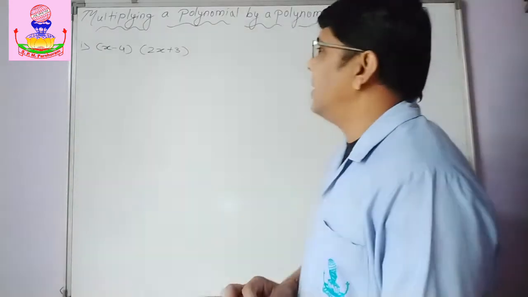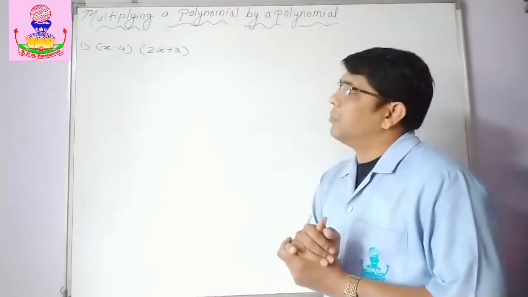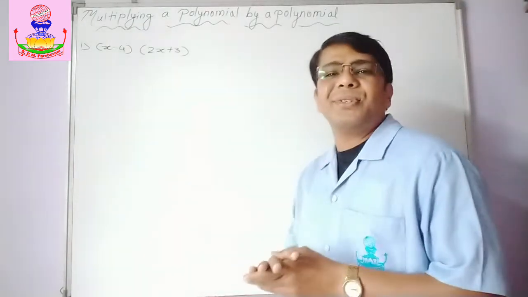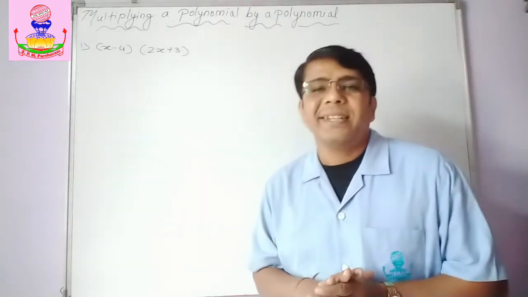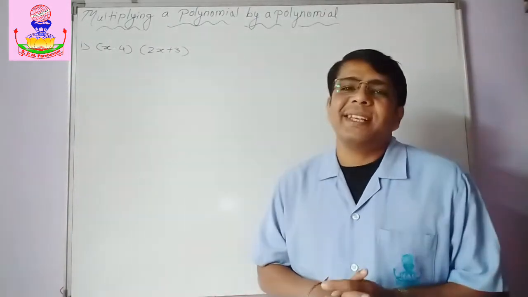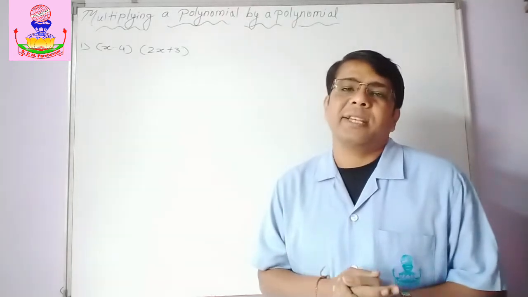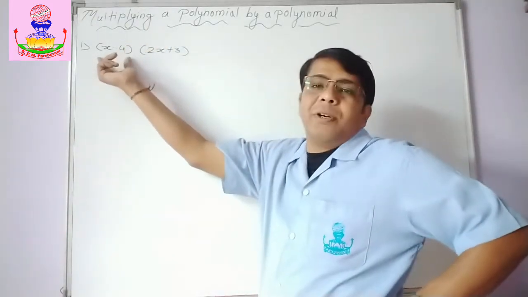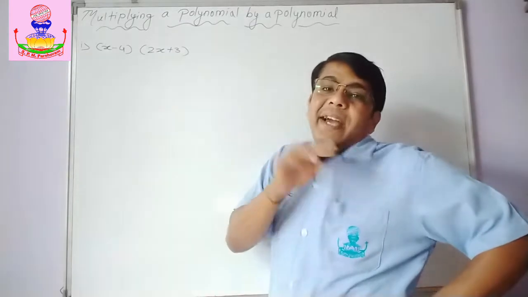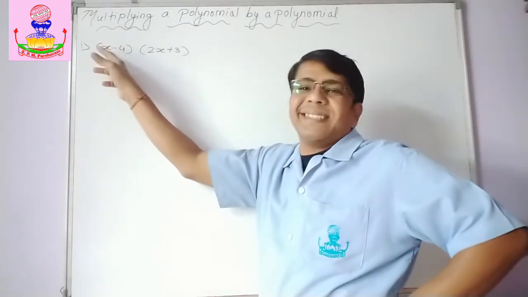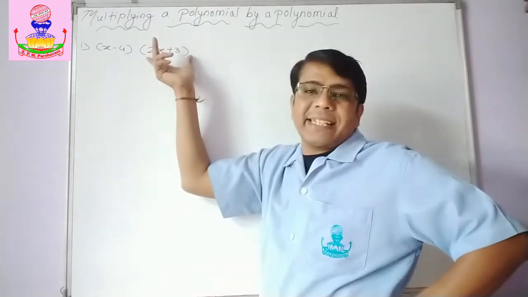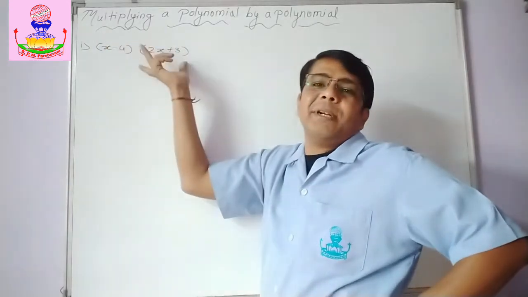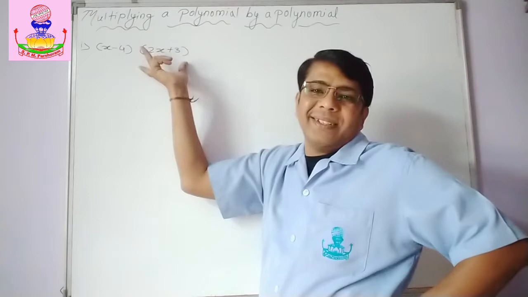So one example I have written here, (x minus 4) into (2x plus 3). Now here again we are going to use distributive law. Okay, that is a into (b plus c) is equal to a into b plus a into c. Now here what we are going to do, we'll open the bracket of one of the binomials and we'll take each term. So first I will take x and then I will multiply this whole bracket with that. Okay, and then minus 4 and again I will multiply by this binomial. So let us do that.